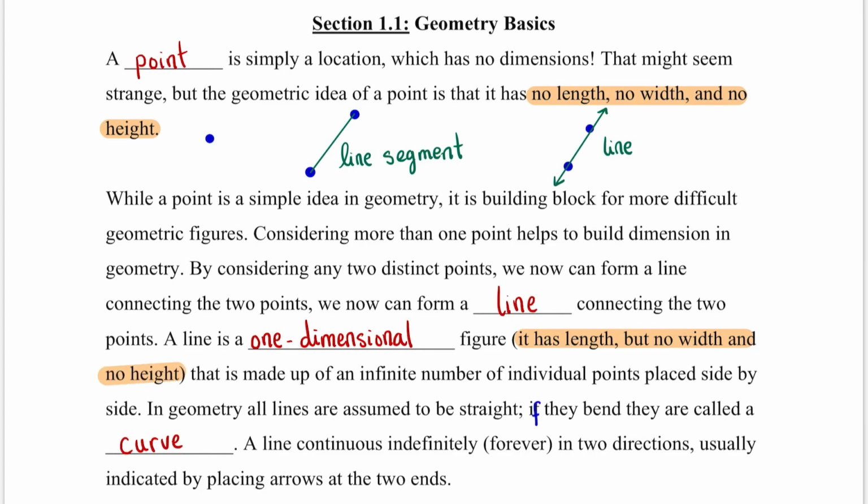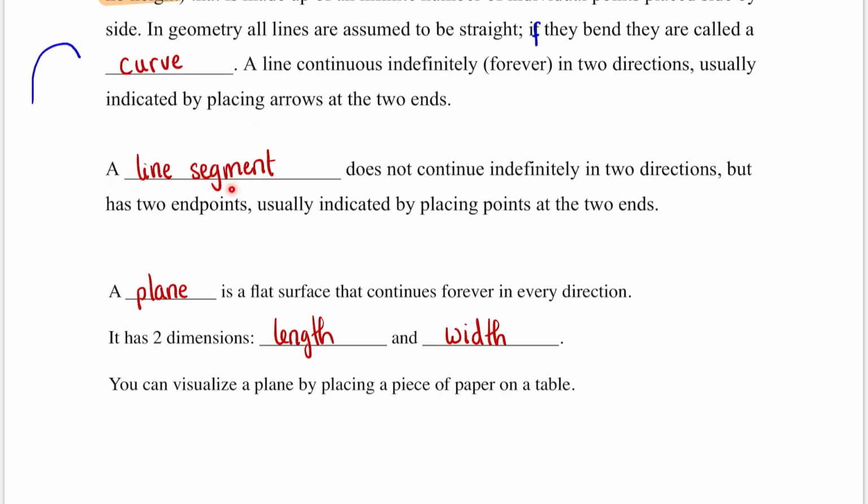In geometry, all lines are assumed to be straight. If they bend, they are called a curve. So this is an example of a curve. A line segment does not continue indefinitely in two directions, but it has two endpoints, usually indicated by placing points at the two ends. So this is an example of a line segment. It ends at these 2 points.